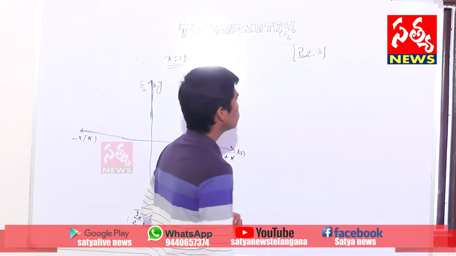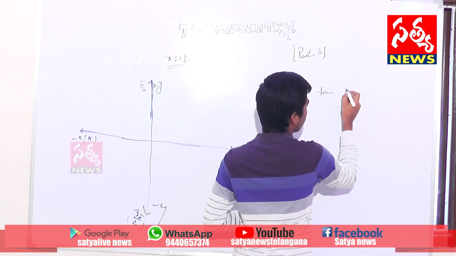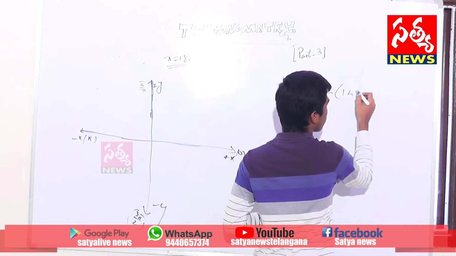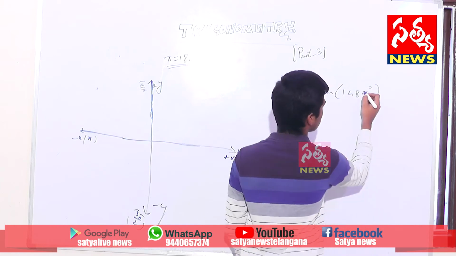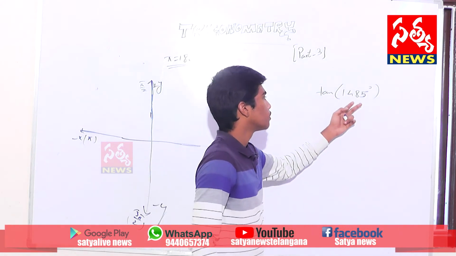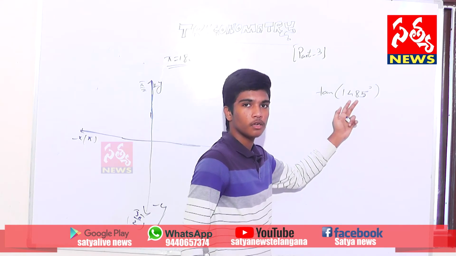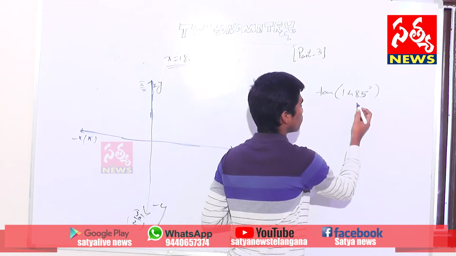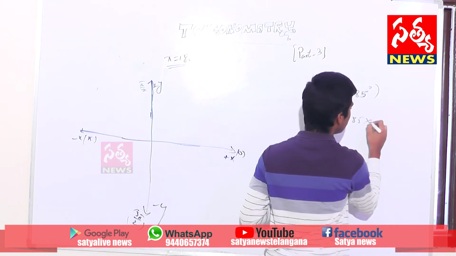The next example is tan of 1485 degrees. 1485 degrees. Seems to be hard, but it is very easy. First of all, convert this angle into radians.